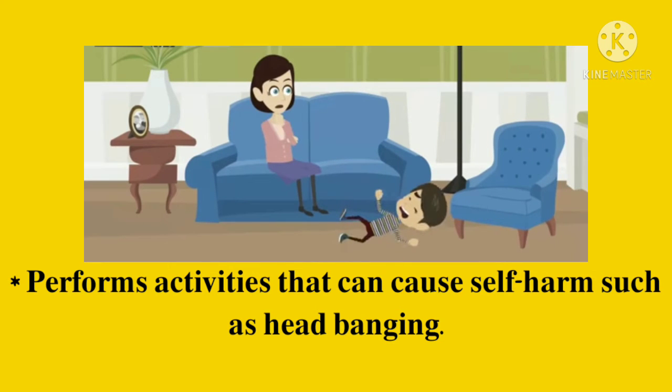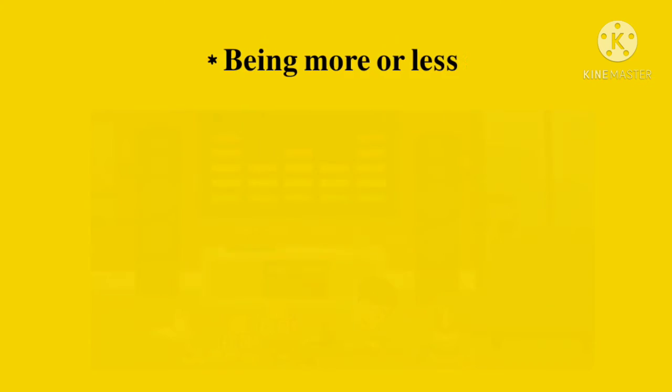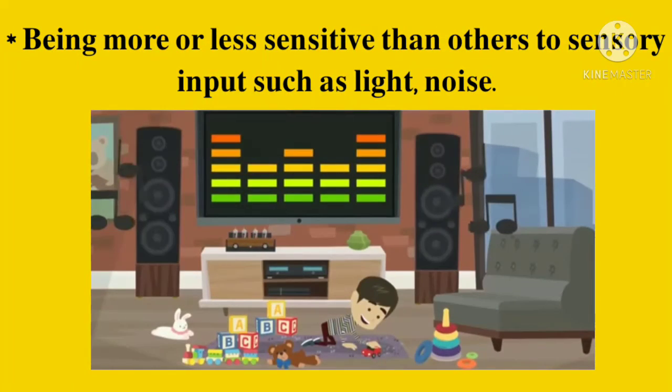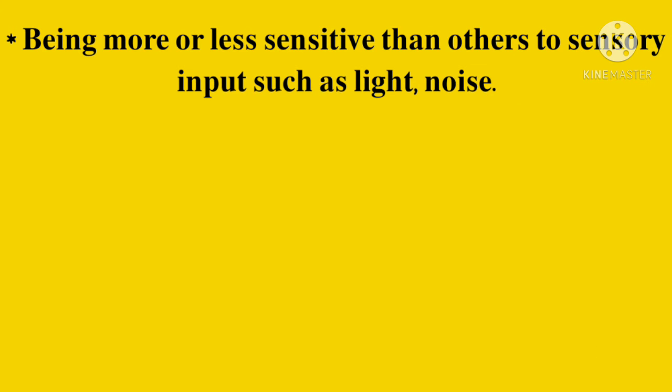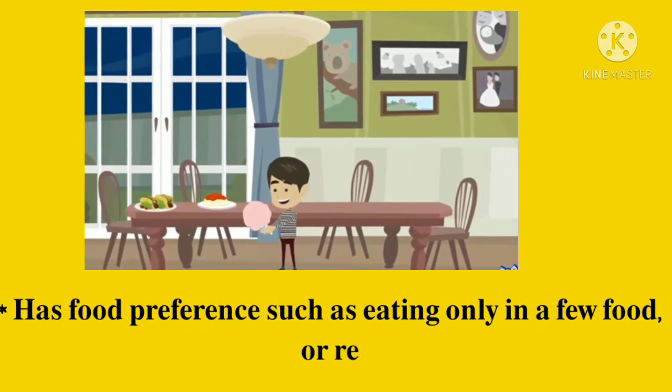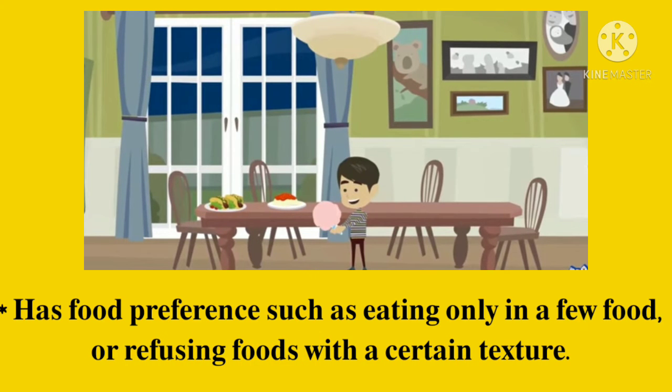Performing activities that can cause self-harm such as head banging, being more or less sensitive than others to sensory input such as light and noise, developing a specific routine or rituals and becoming disturbed at the slightest change, having food preferences such as eating only a few foods or refusing foods with certain textures.